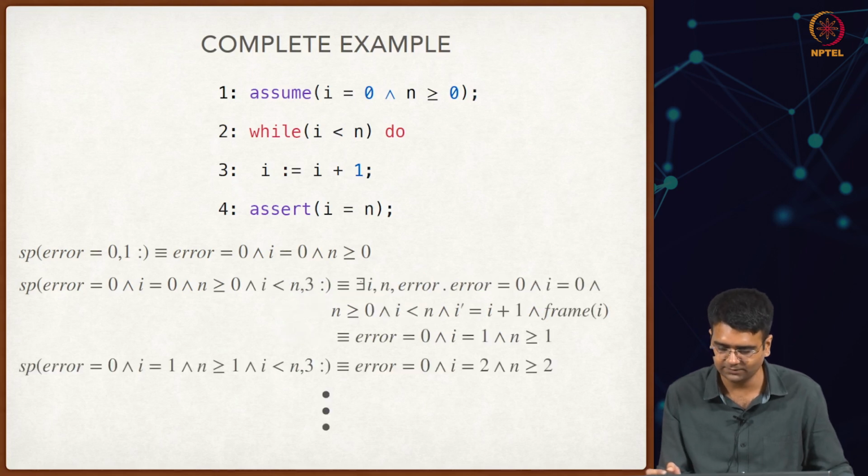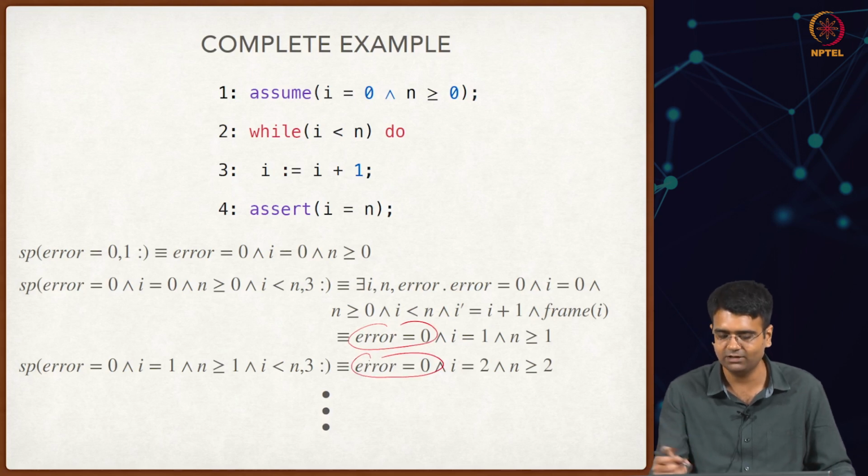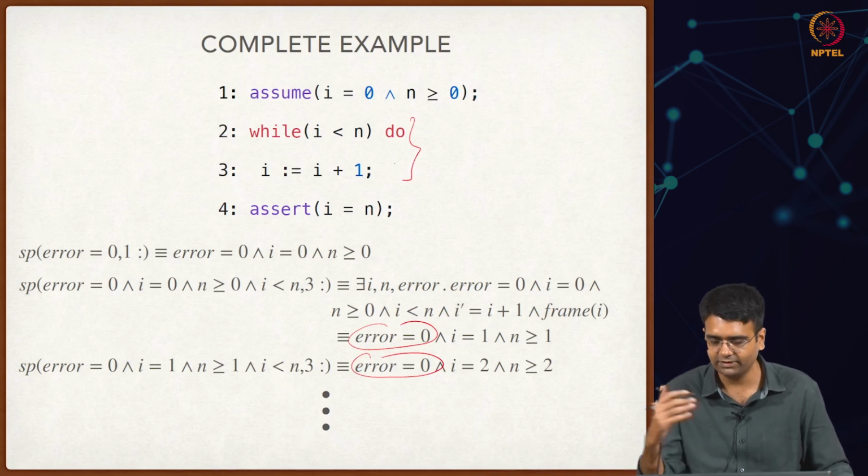So if you look at F1, F1 had error equal to 0, F2 had error equal to 0 and so on, right. In fact the error value is never affected, because this loop doesn't contain an assertion. So the value of error will continue to remain 0.